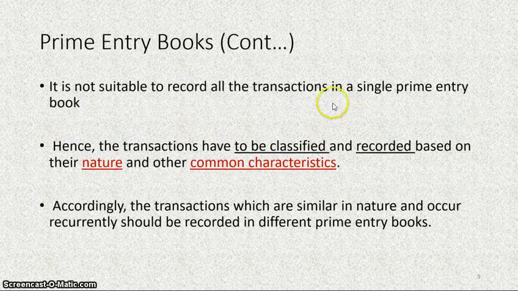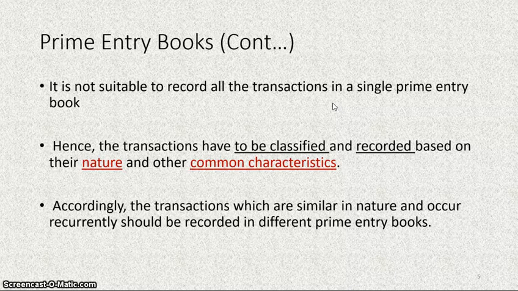So it is not suitable to record all the transactions in a single Primementary book. Okay, you can't have one book and then record all the transactions in there. In case you want to find a detail urgently, you won't be able to find it because all the details are there. On the same date, we would have done so many transactions. When you take a big business, obviously they are doing so many transactions in a day. So it's best to classify and record based on their nature and other common characteristics.